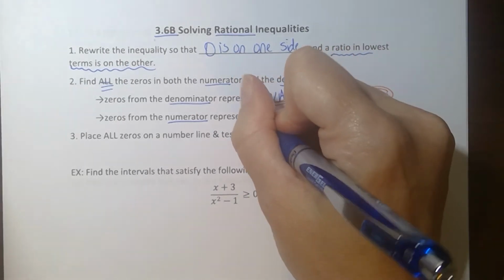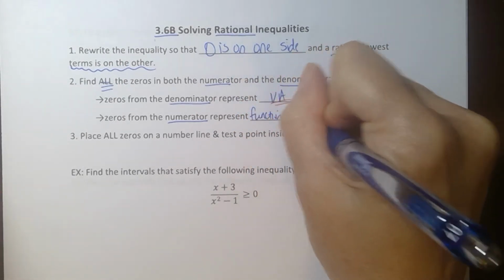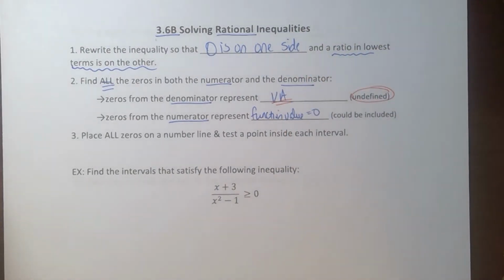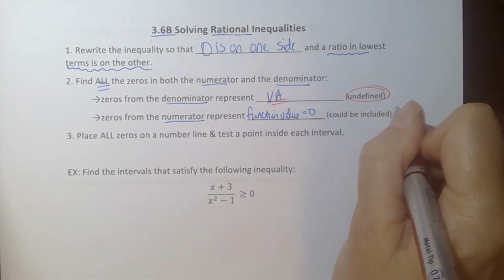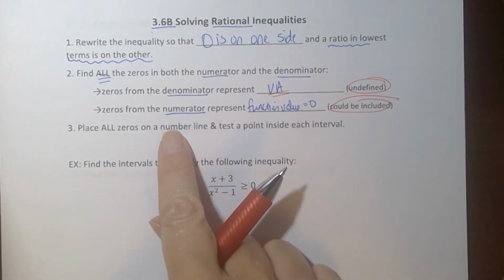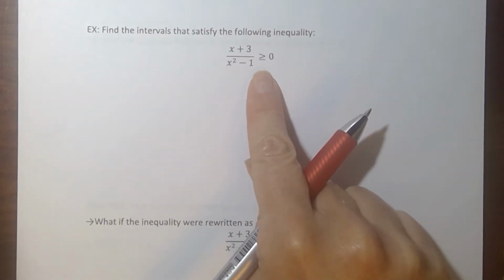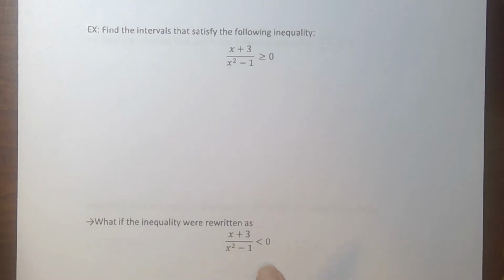Then we find zeros from the numerator, the top part. They represent places where our function value is 0, or the y value equals 0. These are the zeros that could be included in our graph. For these zeros that come from the numerator, it matters whether our inequality symbol is greater than or equal to, or just greater than or less than.